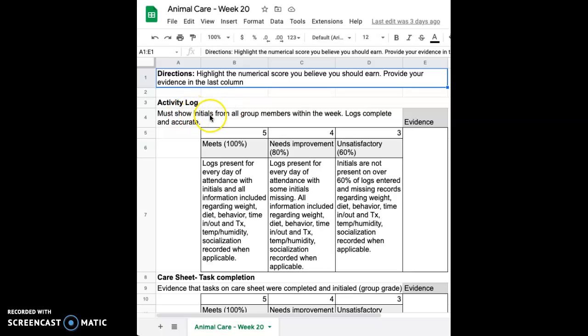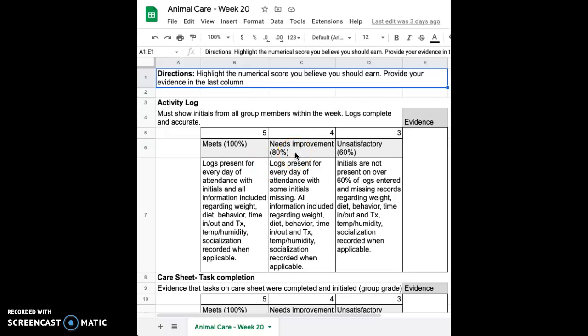It must show initials from all group members within the week, logs complete and accurate. So a 5 meets that criteria. Logs are present for every day of attendance with initials and all information included regarding weight, diet, behavior, time in and out, treatment, temperature, humidity, socialization, recorded when applicable.